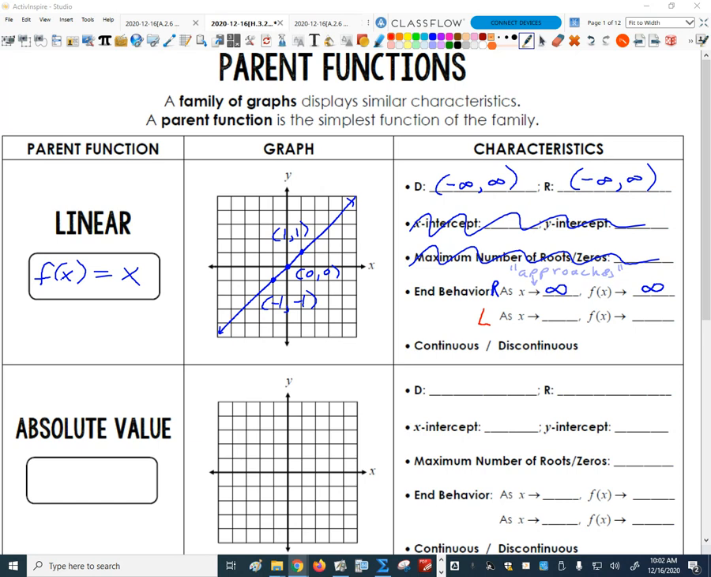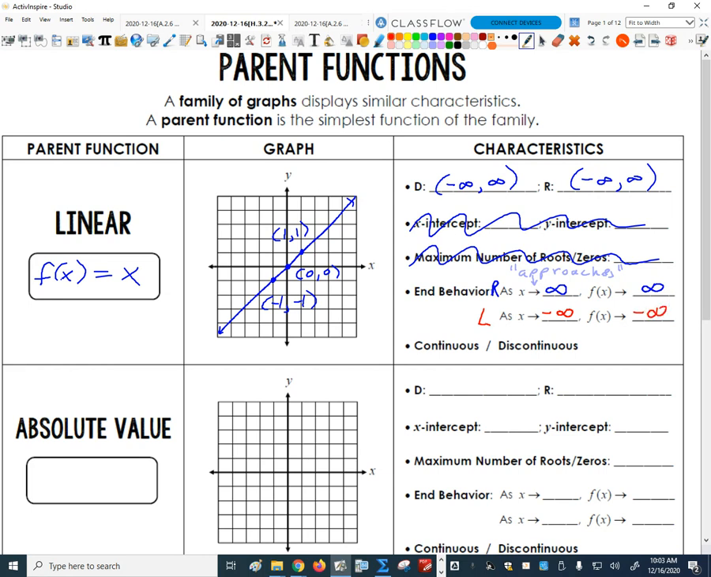So as the ant's going to the left, what's the x value of the left end going to be? What's he approaching? Negative infinity. There you go. Good. So as x approaches negative infinity, what would y approach based on the shape of this graph? If the ant goes to the left forever, what's his y value doing? Negative infinity.